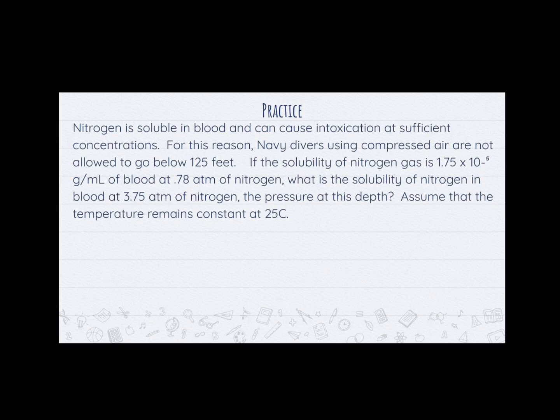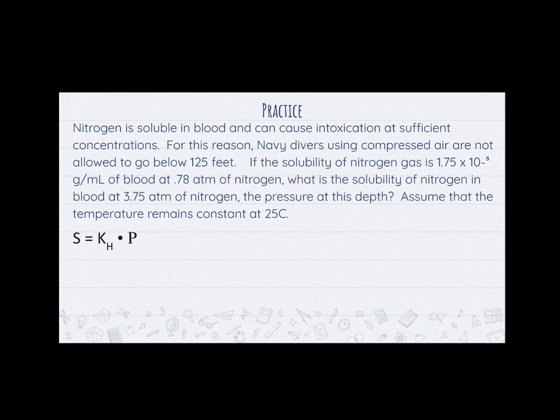So let's do a practice problem. Nitrogen is soluble in blood and can cause intoxication at sufficient concentrations. For this reason, Navy divers using compressed air are not allowed to go between 100 or below 125 feet. If the solubility of nitrogen gas is 1.75 times 10 to the negative fifth grams per milliliter of blood at 0.78 atm of nitrogen, what's the solubility of nitrogen in blood at 3.75 atm of nitrogen and the pressure at this depth? Assume that the temperature remains constant at 25 degrees Celsius.